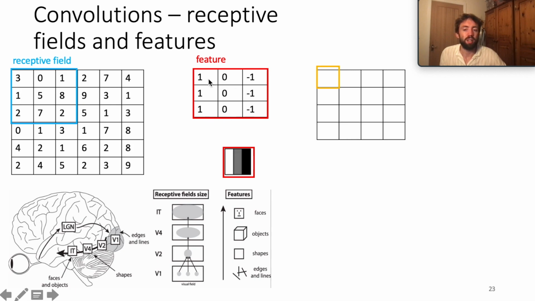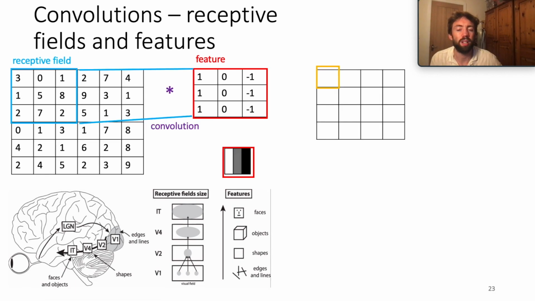And these features in this example will be a gradient from white to grey to black, or from high contrast to medium and low contrast. What the convolutional neural network will do is that for this particular neuron, it will look for this feature in this patch of the image. We can do this essentially by doing an element-wise multiplication of this feature window here with this receptive field on the image here.